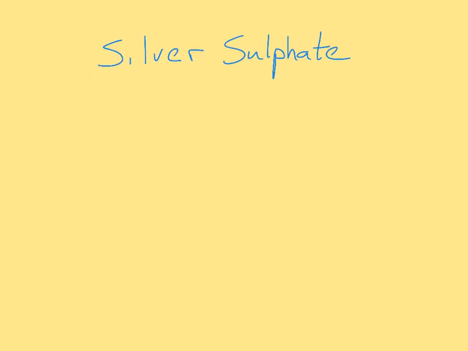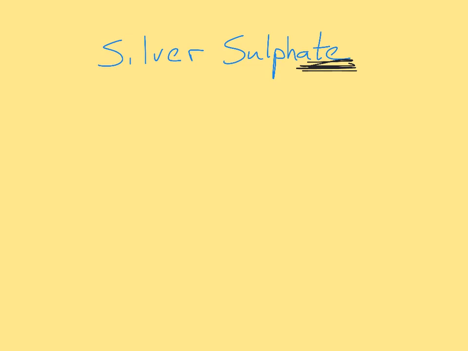All right, let's try one more. How about silver sulfate? So this is different here. We have a different ending. All the other ones ended in "ide." Remember, when we name ionic compounds, we change the ending to "ide," unless we see something like this. If we see "ate," that is the indicator that we have a polyatomic ion here. So we're going to have to use another chart.